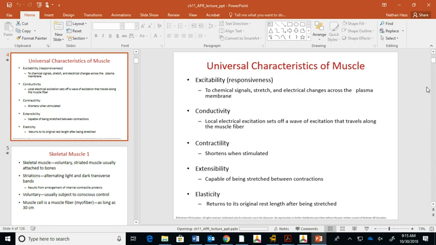Contractility, which is kind of a duh, that's the whole point of muscles, right? They have to shorten. They contract when they're stimulated. Extensibility. They have to be able to stretch, to be able to return back to, that's kind of elasticity, returning to its original rest length.